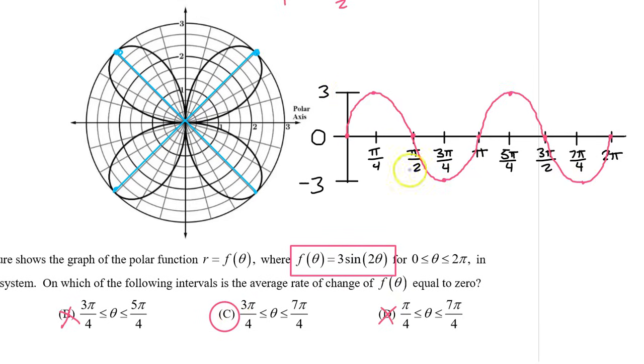By contrast, if we look at one of these intervals which is incorrect, like for example pi over 4 to 7 pi over 4, at a glance you can tell that the slope is not 0, the average rate of change will not be 0.